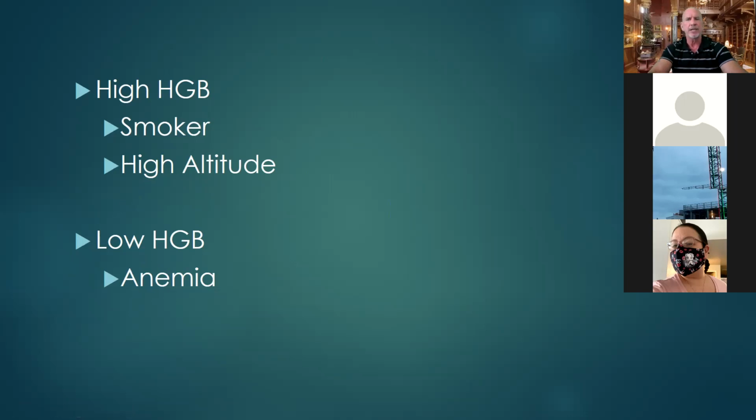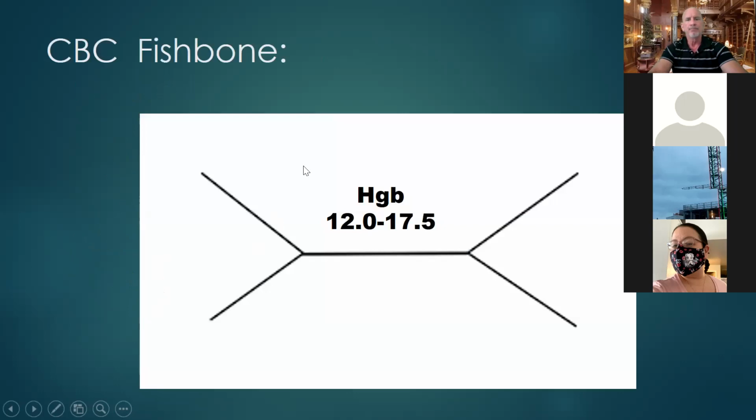Have you guys had anemia yet? Maybe not. You'll get it. There are many different types of anemia, so it's going to depend on what the cause of the anemia is. Anything from you lost blood in a car accident to hereditary dysfunctions. This is where hemoglobin goes on the fishbone.